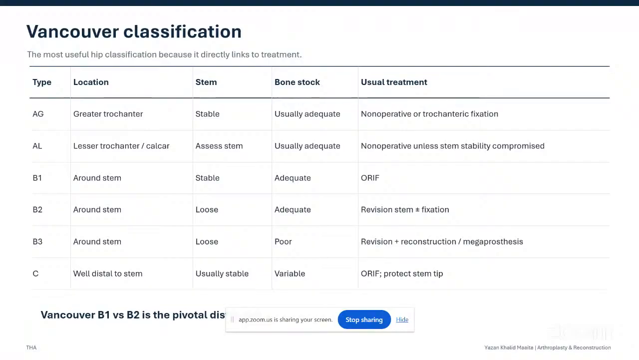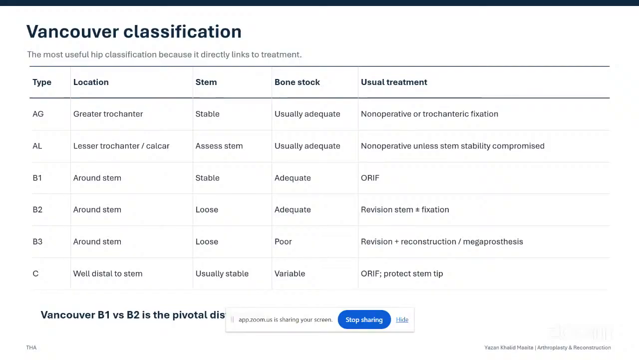if it's stable with adequate bone stock, non-operative treatment or trochanteric fixation can be used. If it's around the lesser trochanter or the calcar, assess the stem stability. If there is good bone stock with a stable stem, you can treat the patient non-operatively.